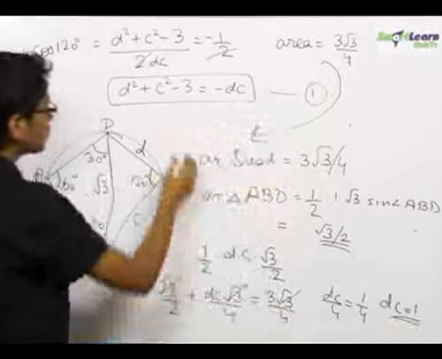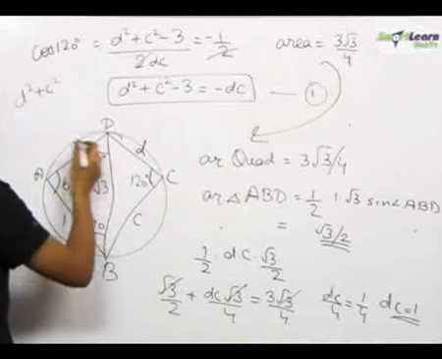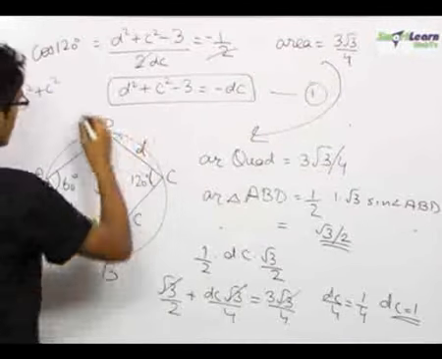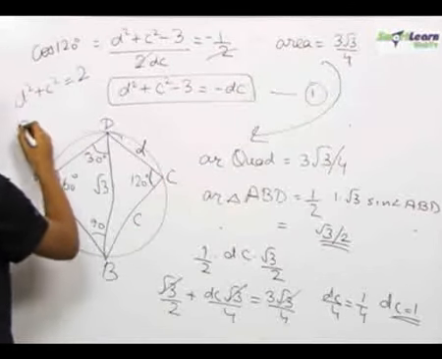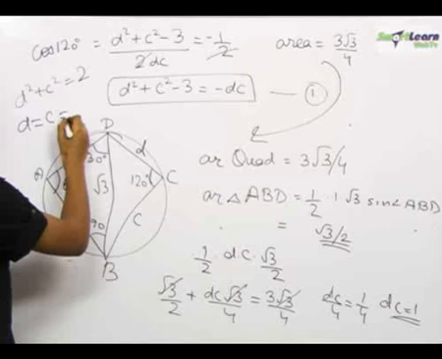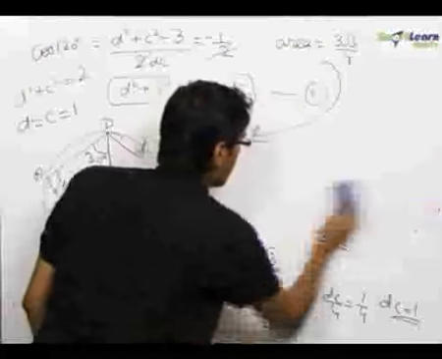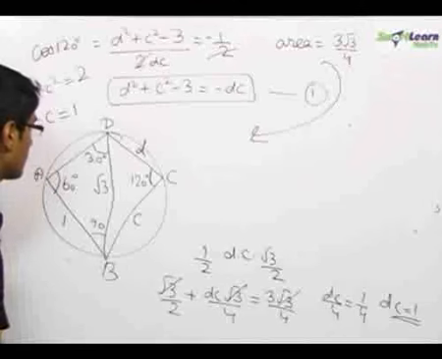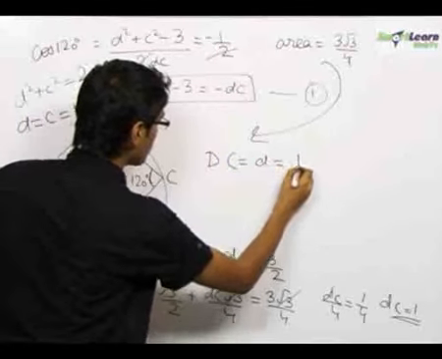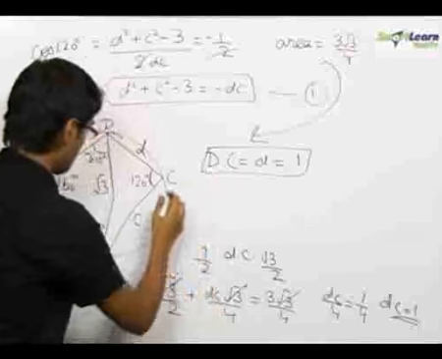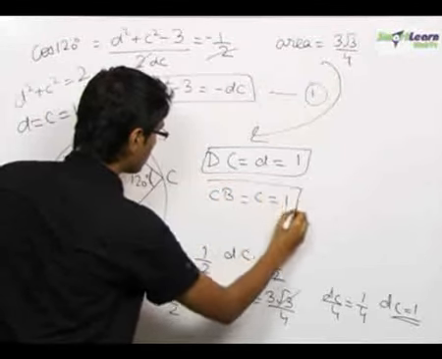On putting DC equals 1 in this equation, we get d square plus c square minus 3 equals minus 1. So d square plus c square equals 2, which gives us d equals c equals 1. Hence our final answer is DC equals d equals 1, CB equals c, which is again equal to 1.